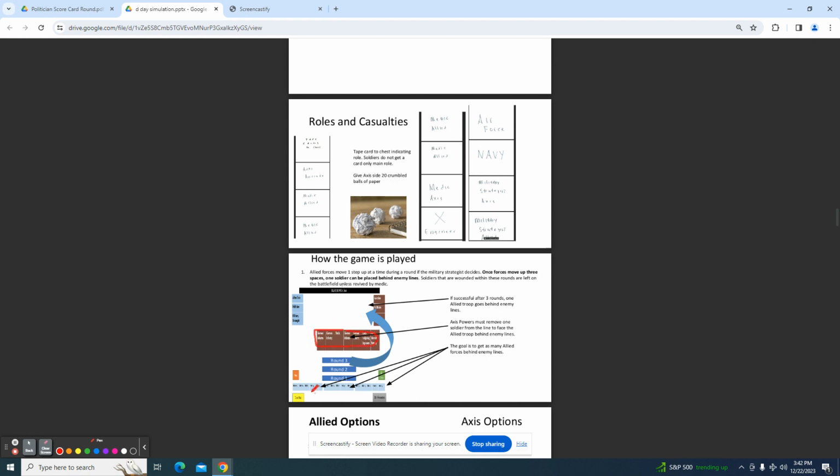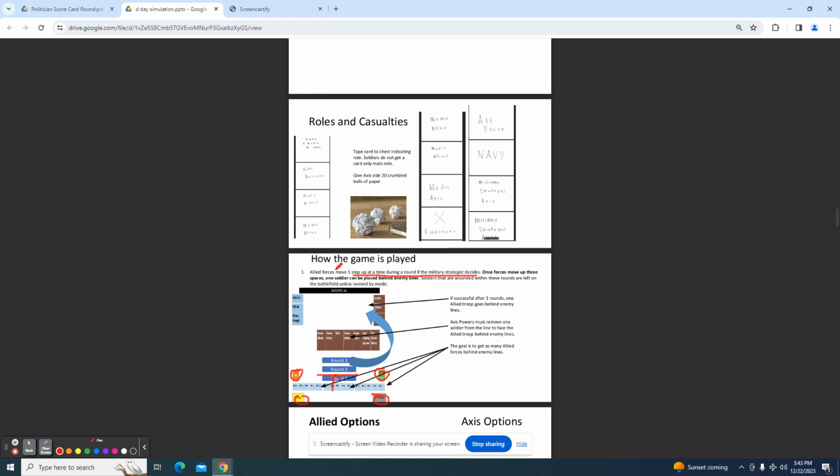In round one, again, the Axis side goes first, but utilizing the map right here, students are moving one step at a time during a round if the military strategist decides. So in this scenario, if the military strategist in round one decides to move troops up, all troops move up one space. These stay stationary, and that round is over.